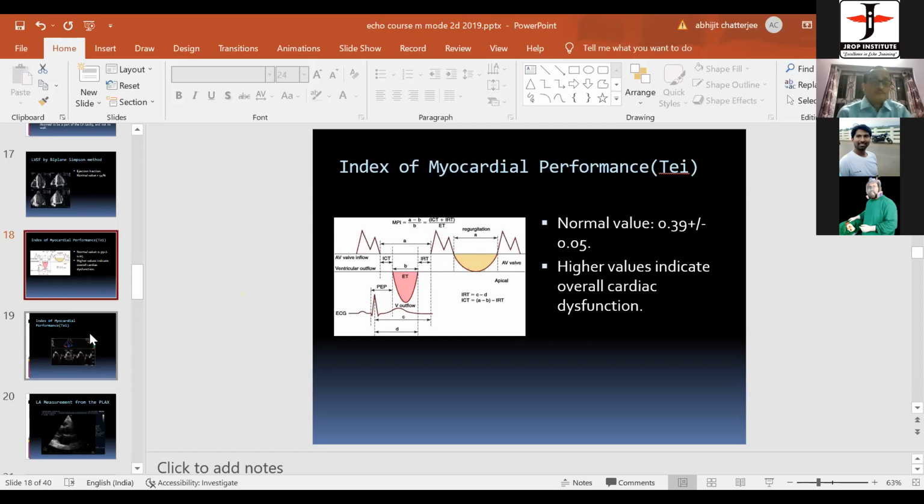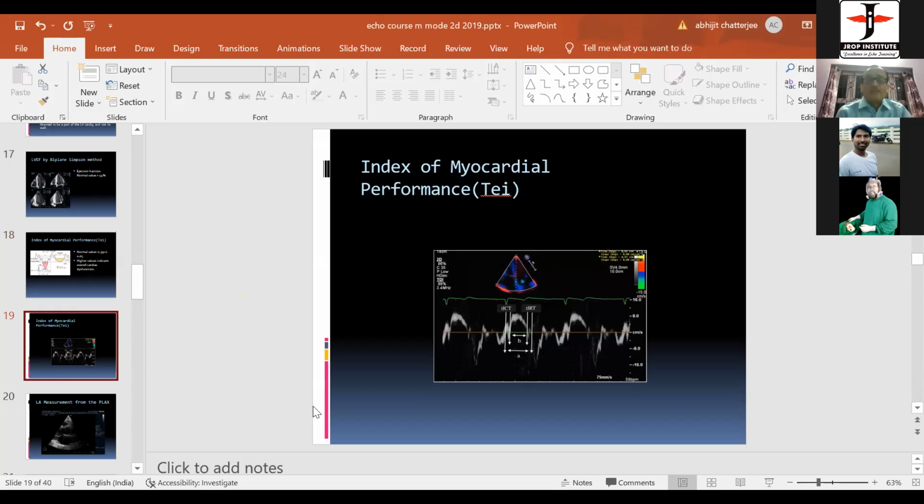Yes, sir. You can do it by the other method also. See here, the ejection time is defined by the beginning and end of the systolic wave. And before that, isovolumic contraction time and isovolumic relaxation time. So isovolumic contraction time plus isovolumic relaxation time divided by ejection time. Am I clear to you now? Yes, sir. But so my second question.